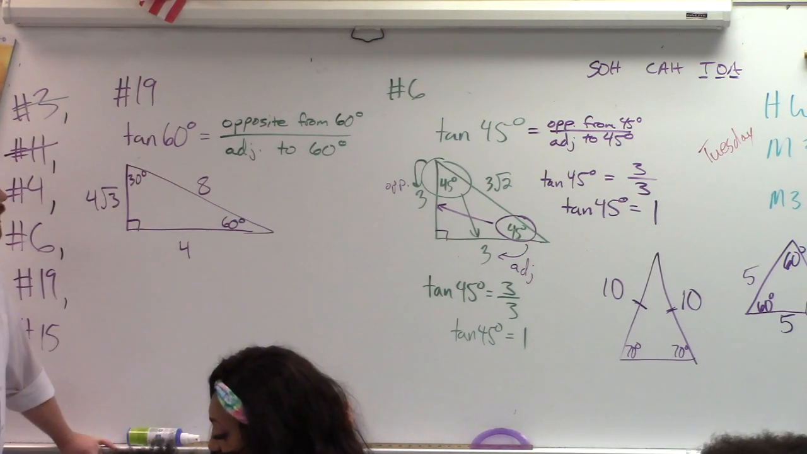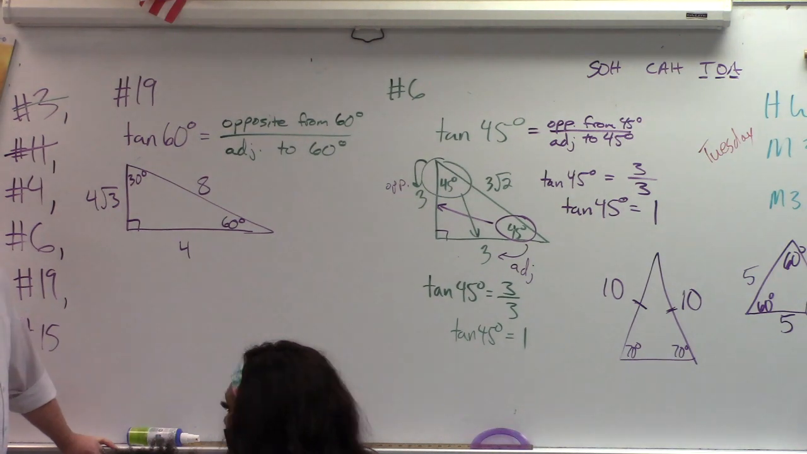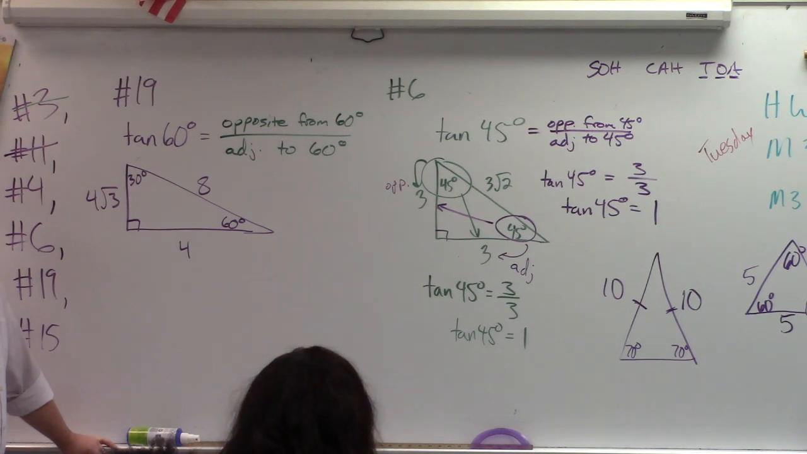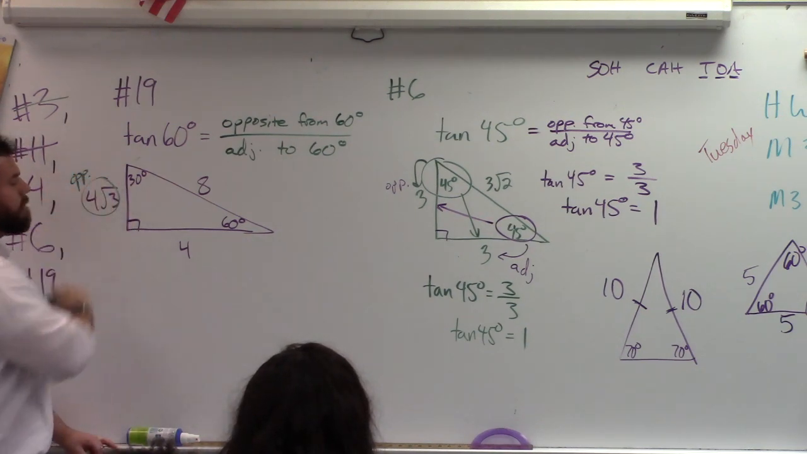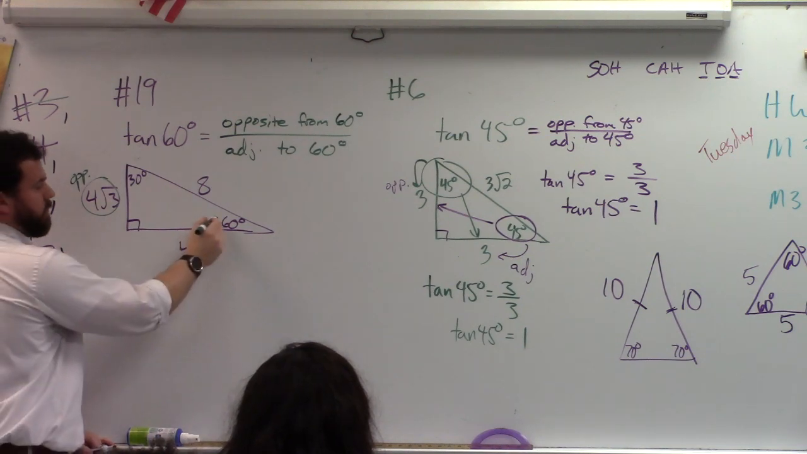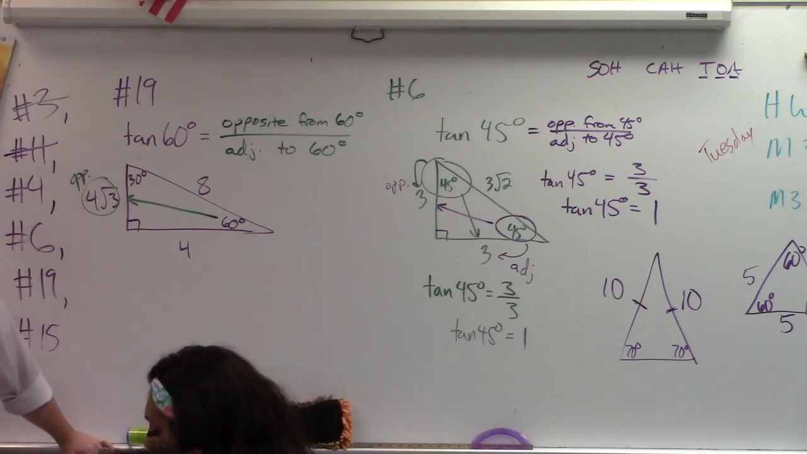Okay, you had your hand up pretty quickly. Can you tell me what side is opposite from 60 degrees? You can't tell me? It's okay to get it wrong. It's not okay to not try. Alright, come on. 4 square root of 3? So you think this side is opposite? When you do opposite, which way are you going? Is it a certain way you go? Opposite means across from. Oh, she got that right. 4 square root of 3 is across from 60.